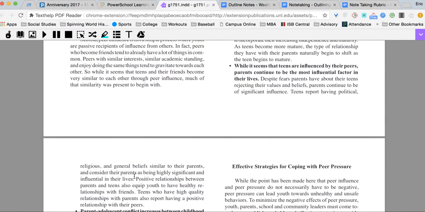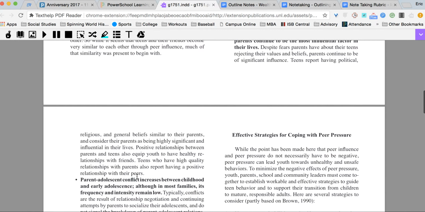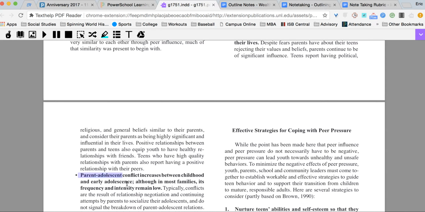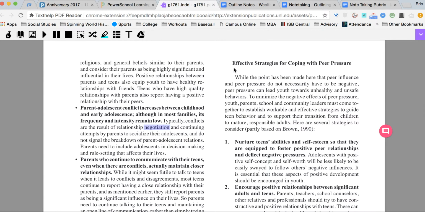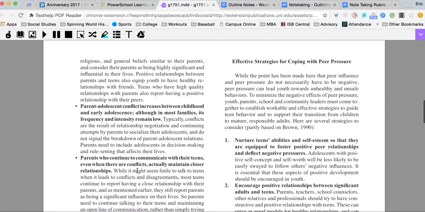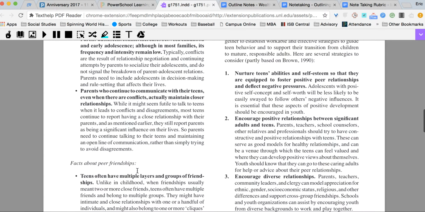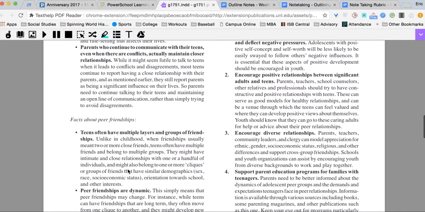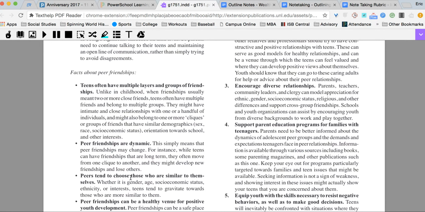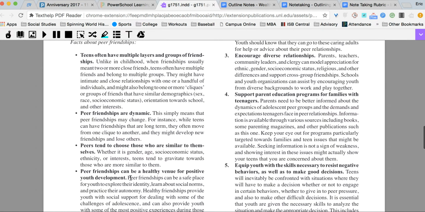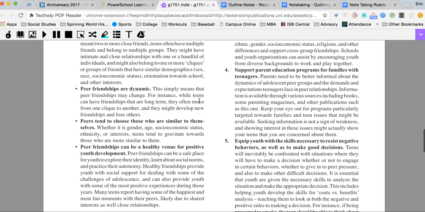Underneath it are all the examples that explain it, but the boldface part looks like your main points. Parent and adolescent conflict increase between childhood and early adolescence, although in most families its frequency and intensity remain low. Now, effective strategy for coping with pressure. This is not really relevant for what I want to do. Parents need to continue to communicate. Teens often have multiple layers and groups of friends. Peer friendships are dynamic. Peers tend to choose those who are similar to themselves. Peer friendships can be a healthy venue for positive youth development. Okay, so I have some facts here I can put in.